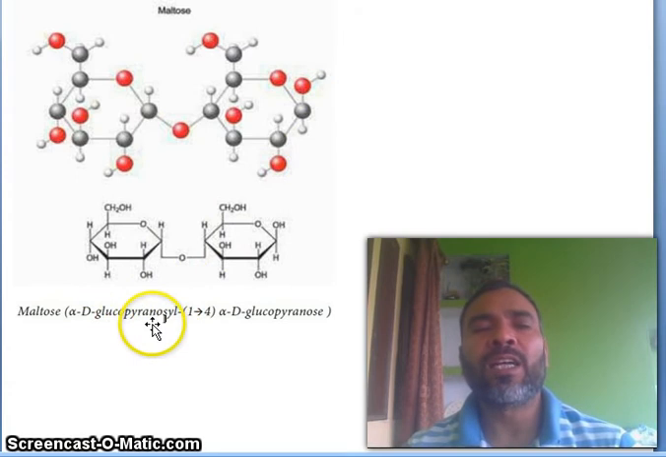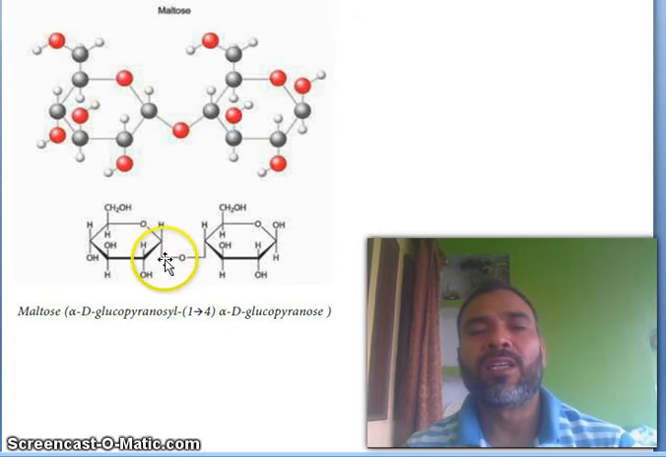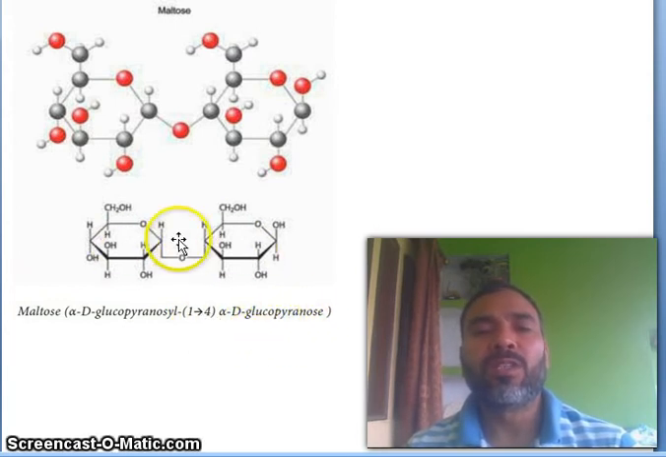So maltose is alpha D glucopyranosyl. You know pyranose structure is a 6-member ring, and this is also a 6-member ring. So alpha D glucopyranosyl, and this unit is attached with the other subunit at position 4. So 1 to 4 alpha D glucopyranose. Both are in pyranose structures because of the 6-member ring, and both contain alpha.